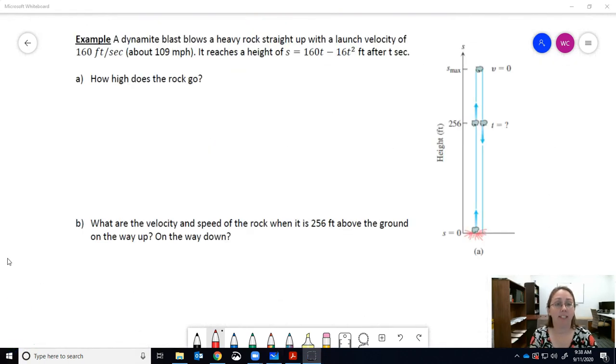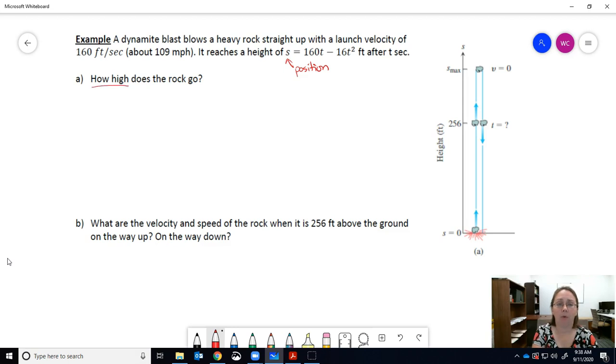All right, so here we have an example. A dynamite blast, so it sounds exciting, blows a heavy rock straight up with a launch velocity of 160 feet per second. That's about 109 miles per hour. I do not want to be anywhere near this rock or the dynamite. It reaches a height of s, so s is our position function, remember. Position. So as time goes on, if you look at the picture here, first our rock goes straight up, but eventually gravity takes over, the rock comes to a stop and goes back down. Question, how high does the rock go?